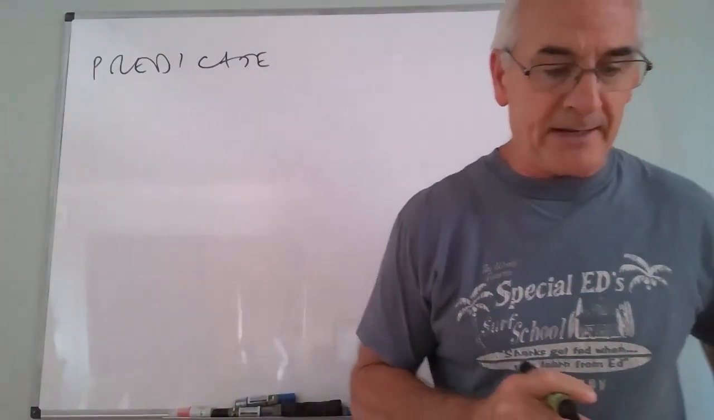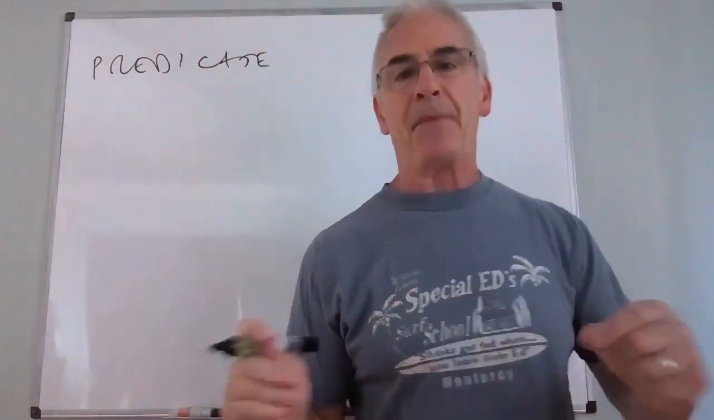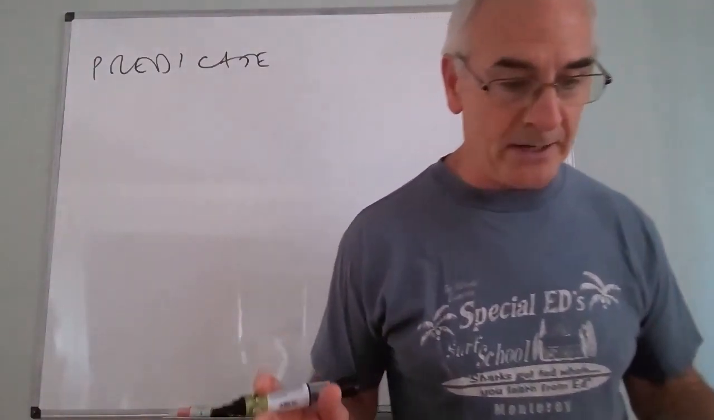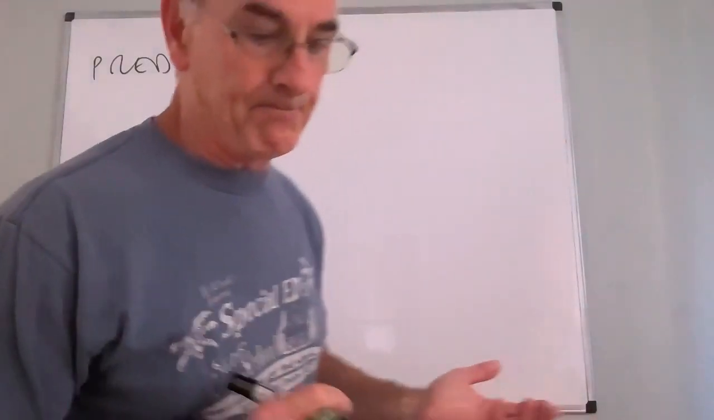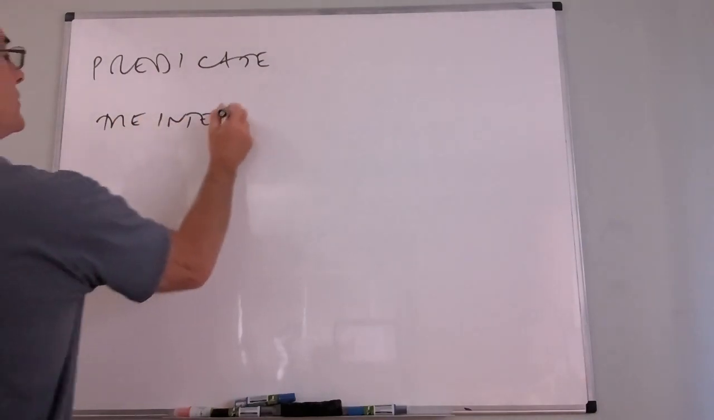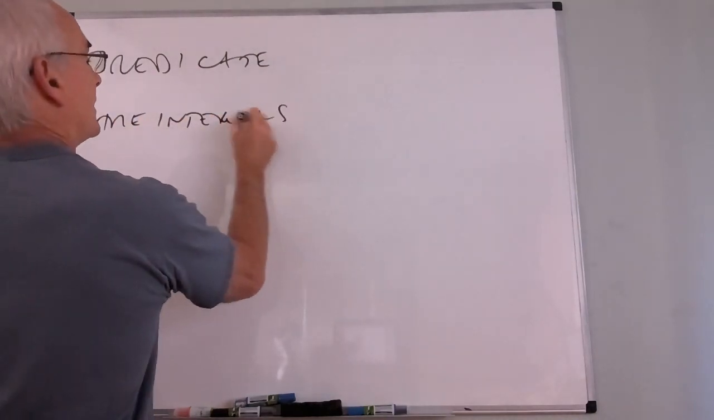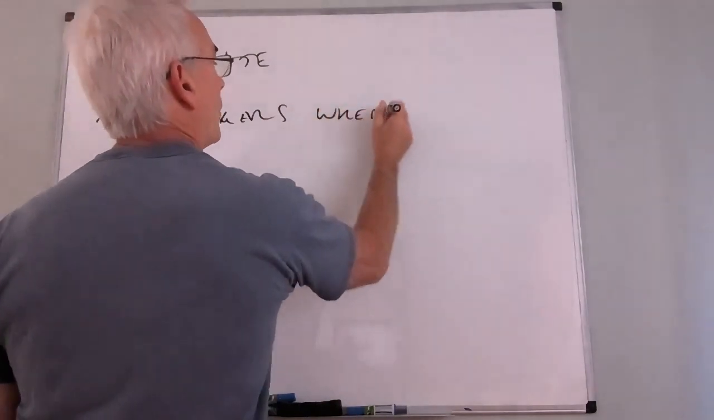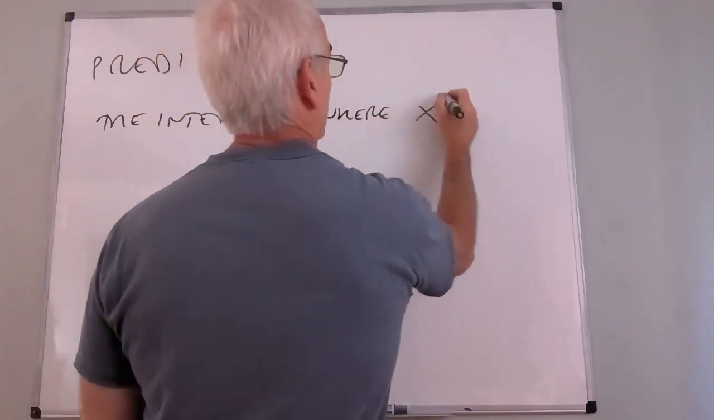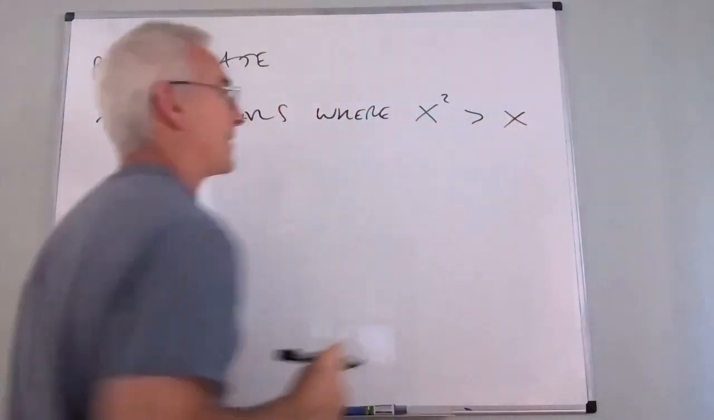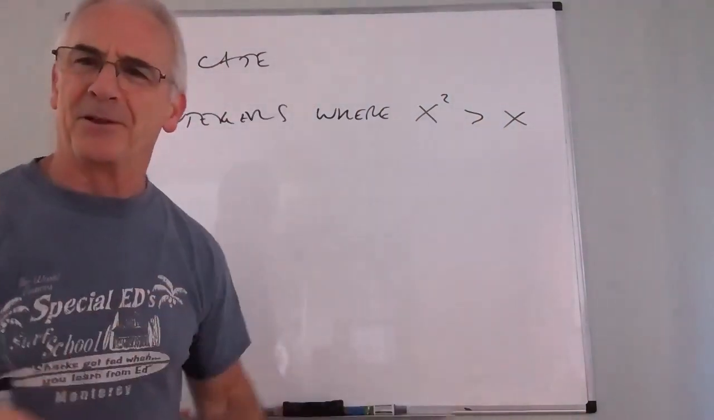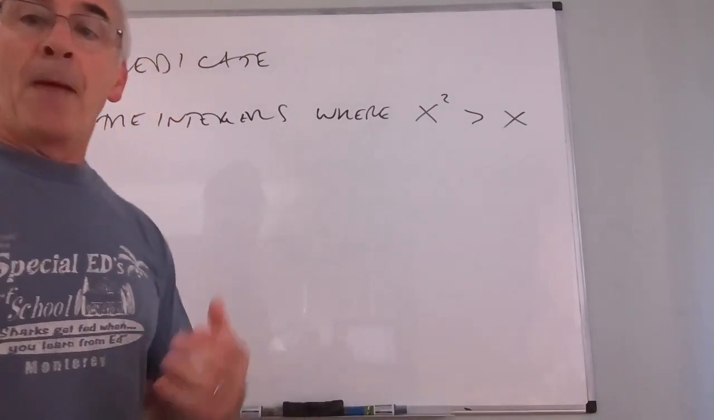In our case, a predicate is a sentence, but it's a mathematical sentence that has a finite number of possibilities. So my predicate might be the integers where x squared is greater than x. That might be my predicate. That statement. I'm not even sure that this is a correct English statement. So I might say that.